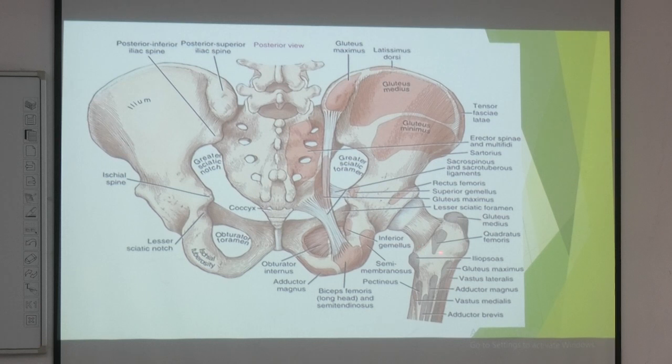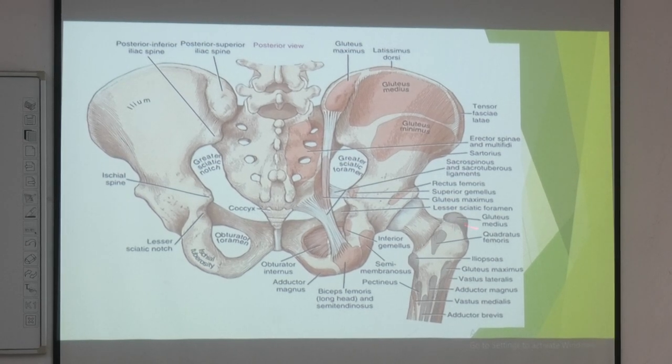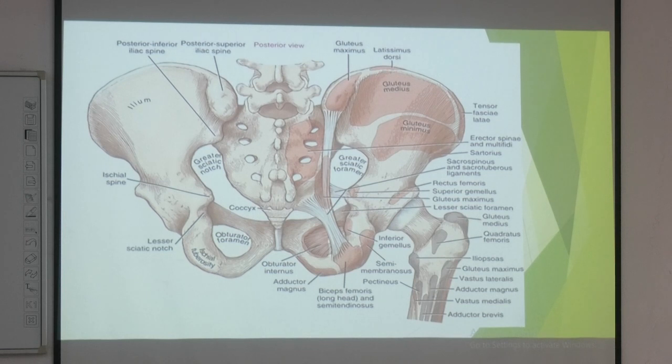From this region, we have small muscles coming over here. We call them the gemellus superior and inferior, and the obturator internus tendon. Together they go inside. But forget about that for now.